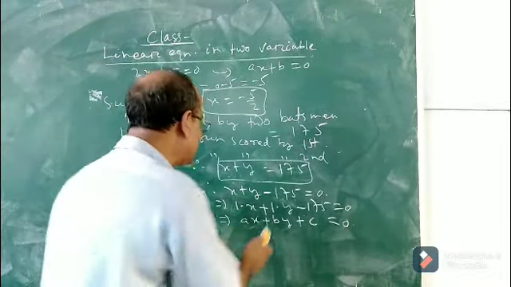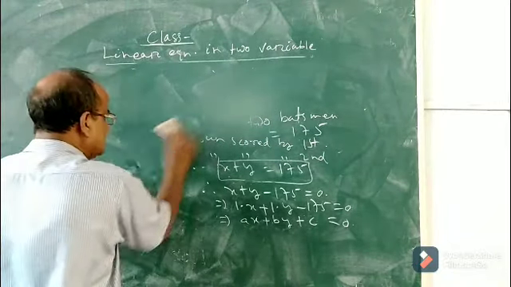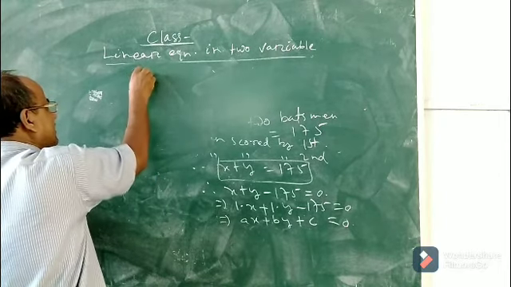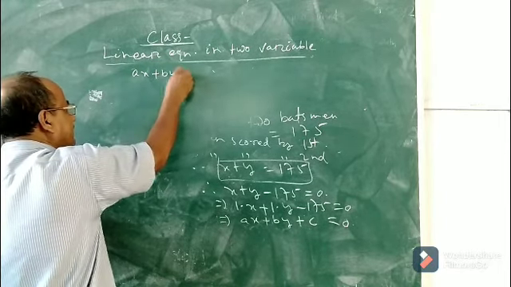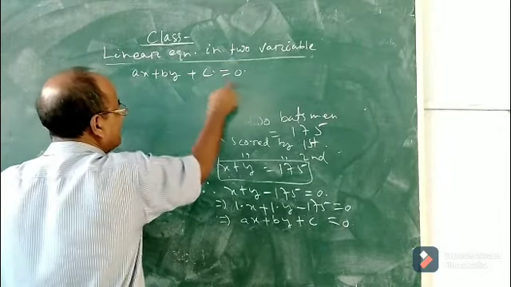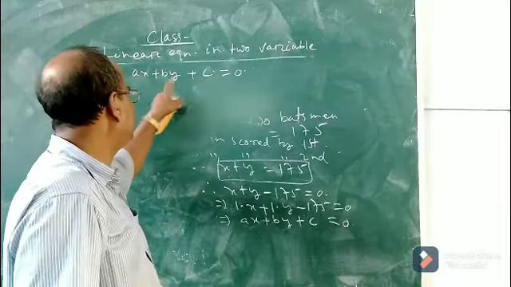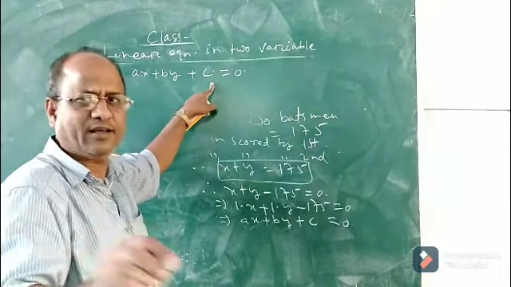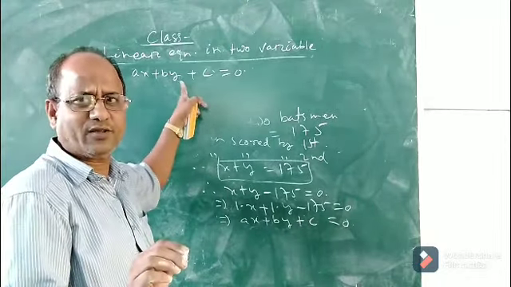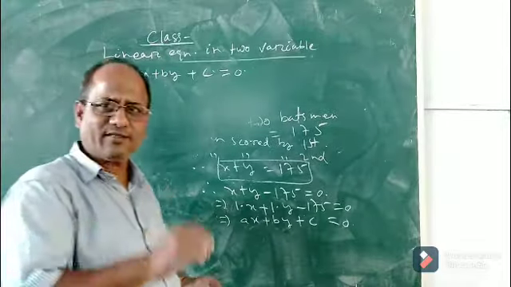Okay, let us summarize what we discussed. Now we came to know that every linear equation in two variables will be of the form ax plus by plus c equal to 0, where A, B, C are constants, any real constant, whatever you say. So every linear equation in two variables will be of this form.